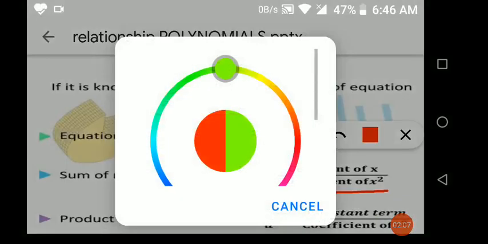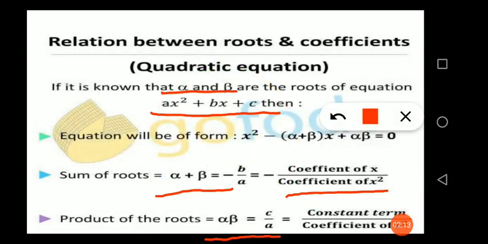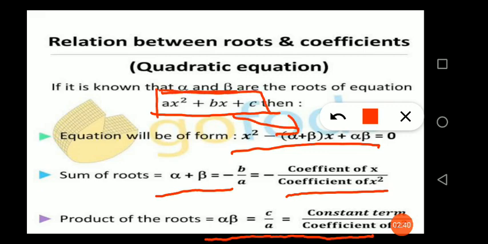And in the same way, product of roots alpha into beta is equal to c by a, constant term by coefficient of x square. Next, one more thing, that equation can be written in this form also: x square minus (alpha plus beta) x plus alpha beta equal to 0. The same polynomial can be written in this form also. We will discuss it later on. Just now this much only.